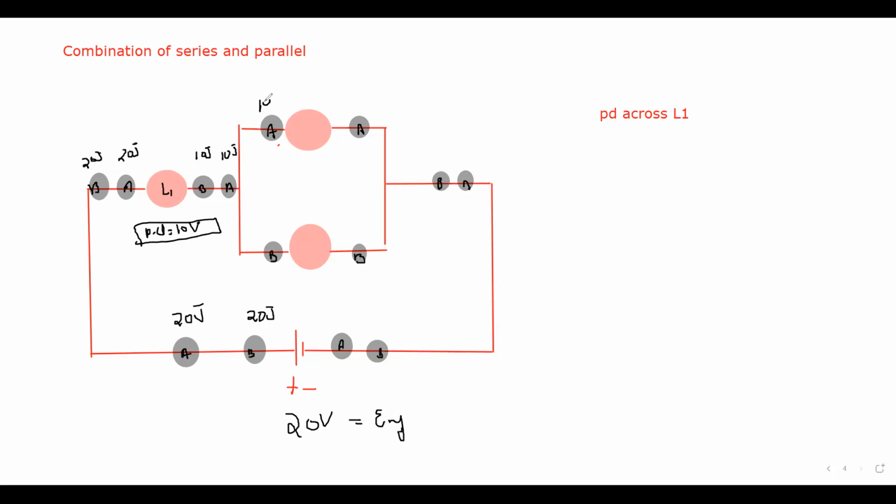So A will have 10 joules, B will also have 10 joules, but when they pass through lamp 2 and lamp 3, A will transfer all of its energy and B will also transfer all of its energy, because there is no other component they have to pass through. So they transfer their energy and return back to the battery. So what will be the potential difference across L2? That will be 10. And what is the potential difference across L3? That is also 10. So basically, in parallel, we have the same voltage.